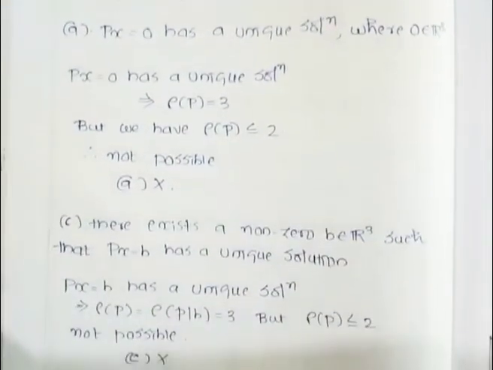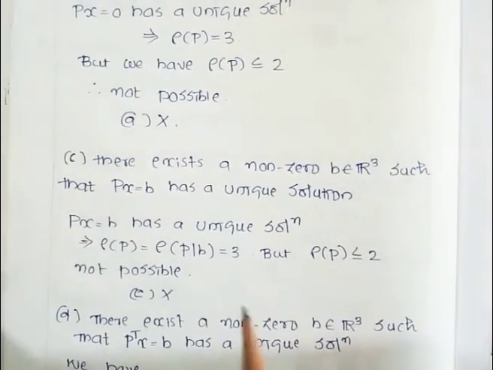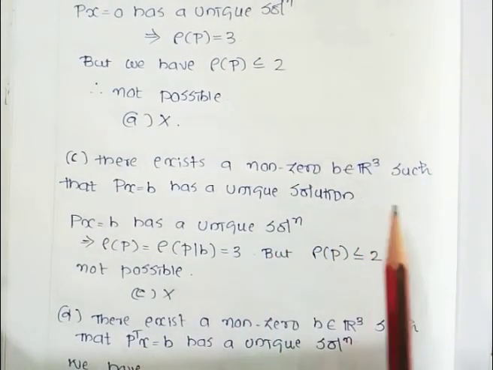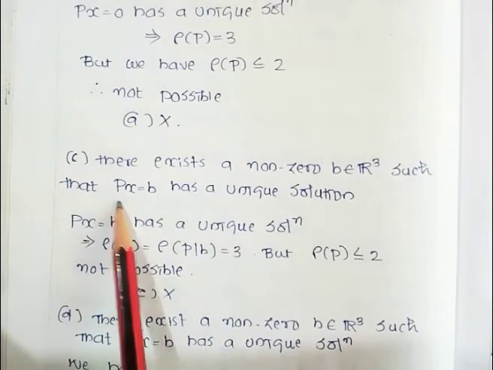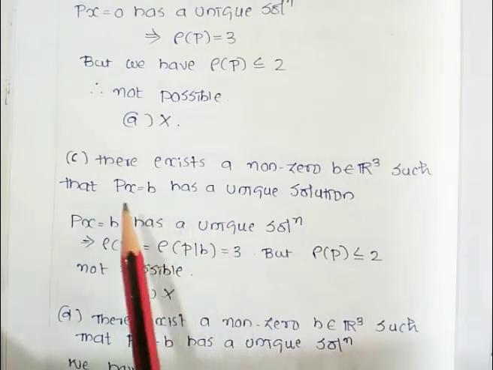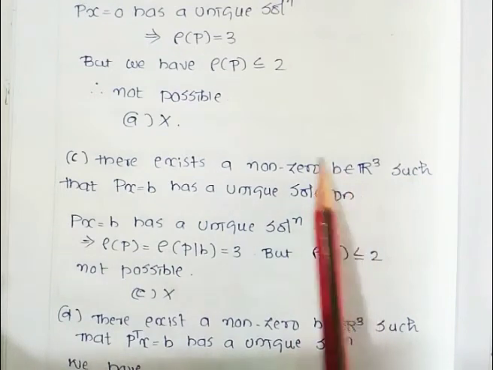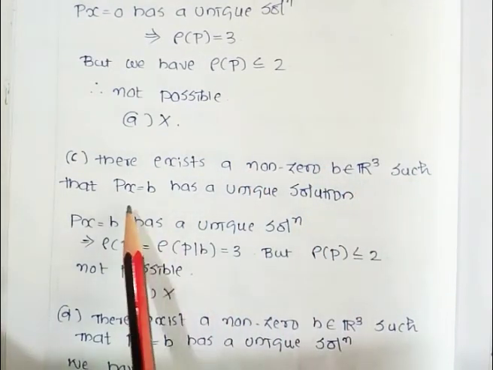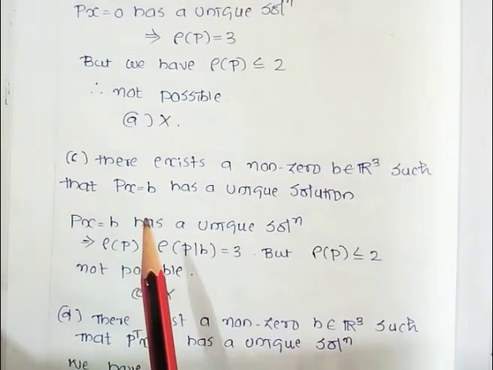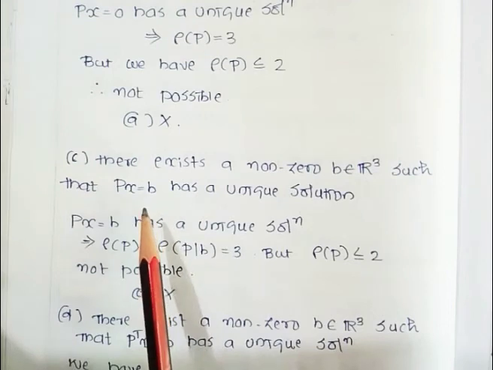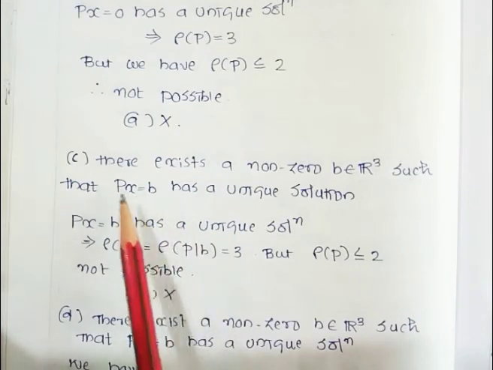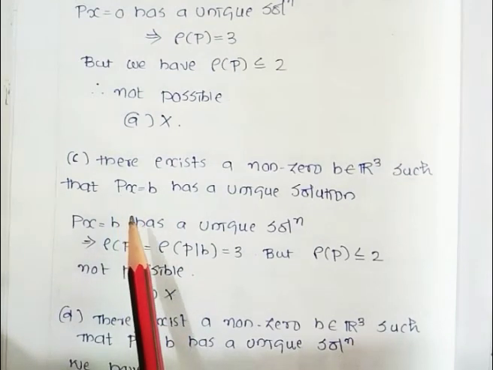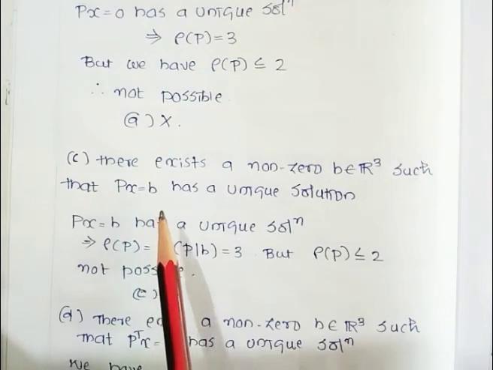Now we go to our third option, which says that there exists a non-zero B belonging to R3 such that Px is equal to B has a unique solution. Since B is a non-zero vector in R3, this system is a non-homogeneous system of linear equations. For a non-homogeneous system to have a solution, the rank of the coefficient matrix must equal the rank of the augmented matrix. Here the coefficient matrix is P, so rank of P is equal to rank of the augmented matrix P with B.